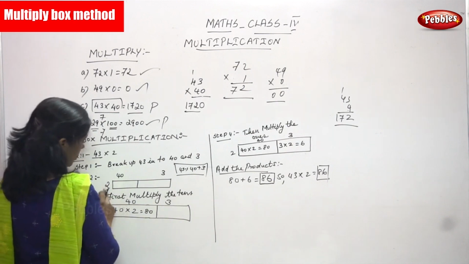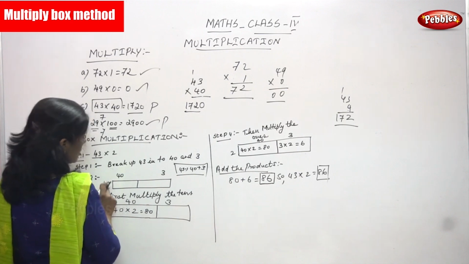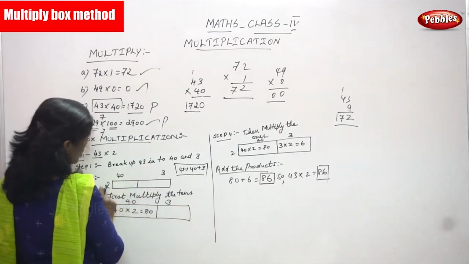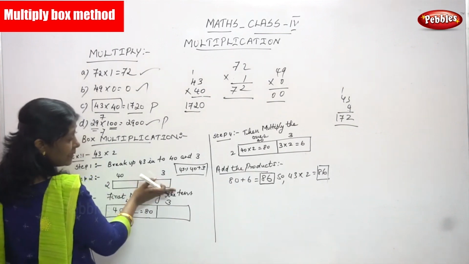So what is this? This is the number that is going to multiply. So 40 plus 3 is going to be multiplied by 2. That is called step 2. You have to write everything in this form.